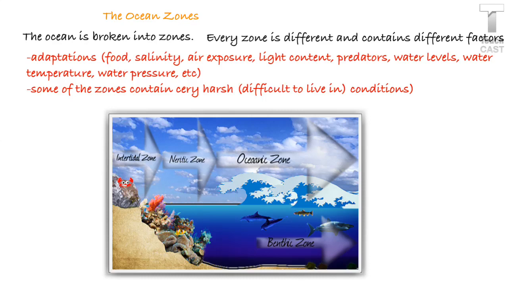Alright guys, let's get down to business because, like I said, we got a lot to write. We're going to start out with talking about the ocean zones. The ocean is broken down into different zones, and each zone has its own different temperatures, its own different factors, its own different animals. So keep in mind these adaptations that you have to have. You can read them, write them yourself, and remember that some of these zones contain what we call very harsh conditions, which are difficult, hard to live in conditions.